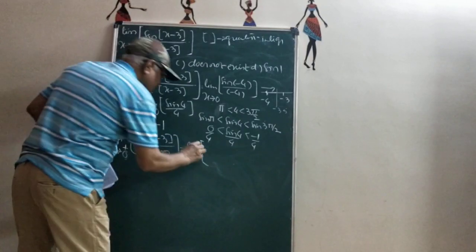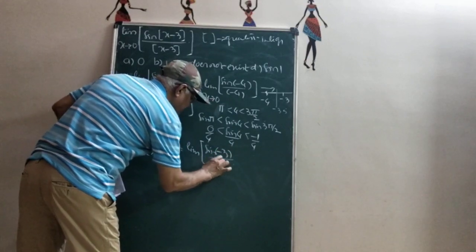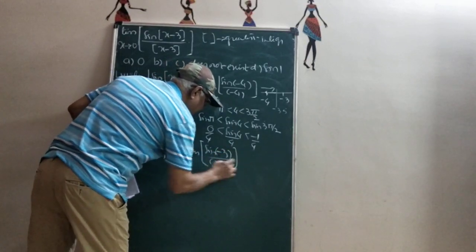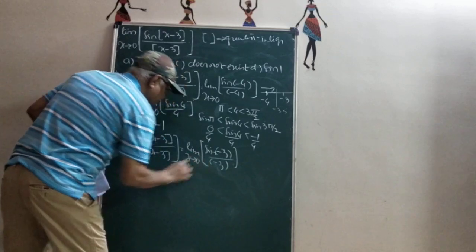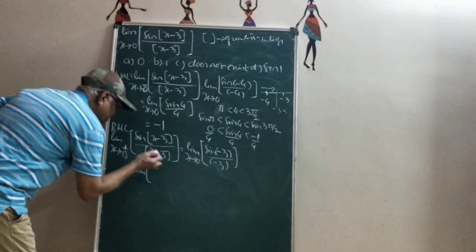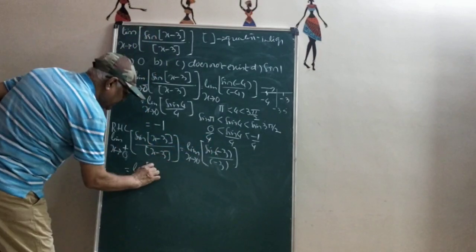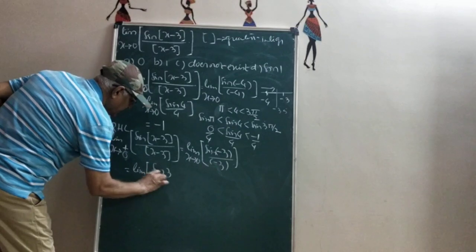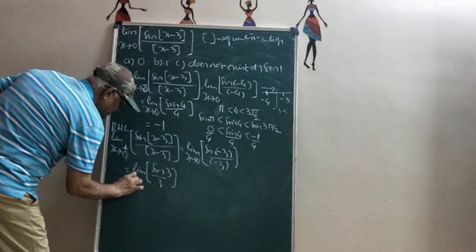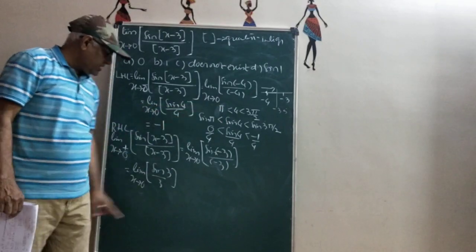So I am getting a sine of minus 3 and divided by minus 3, as x tends to what? Tends to 0. So that is equal to limit of greatest integer. What is sine of minus 3? Minus sine 3 divided by minus 3 means what? It is sine 3 divided by 3 as x tends to 0. Now let me take the same inequality here.